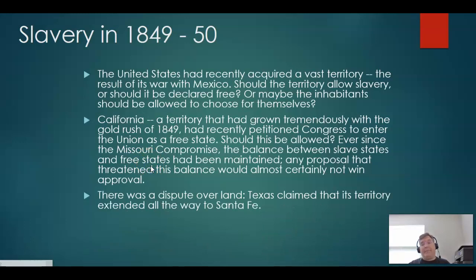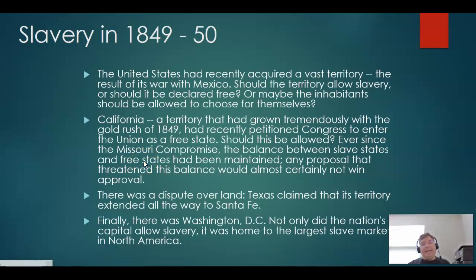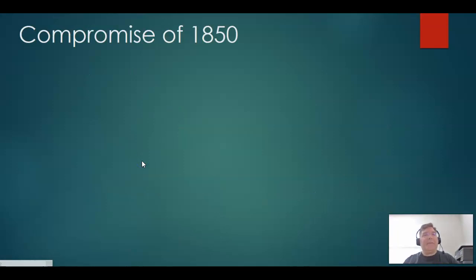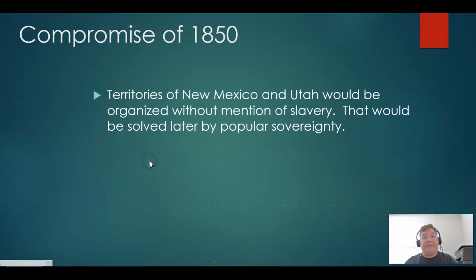Texas, who's now become part of the United States, is having a land dispute as to where their western border is. And finally, there's Washington, D.C. A lot of people are unhappy because Washington, D.C., the seat of government, the home of democracy and American freedom, is the largest slave market in the United States. It didn't really seem like we were walking the walk to a lot of people. And Henry Clay brokers a compromise called the Compromise of 1850.